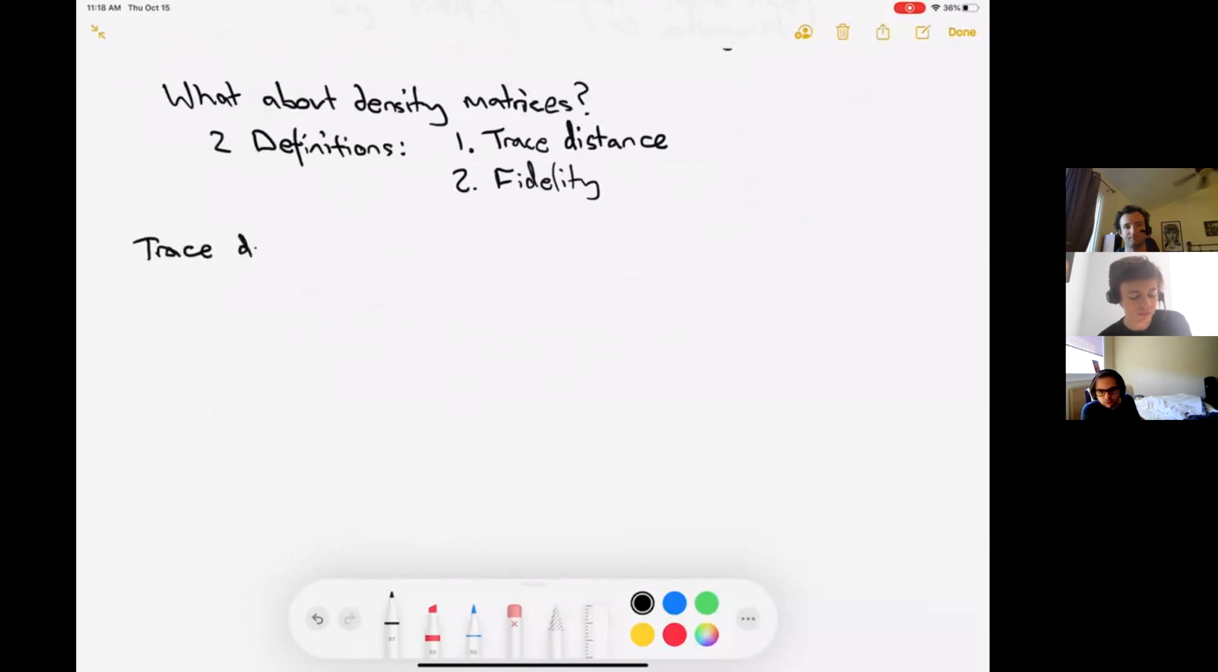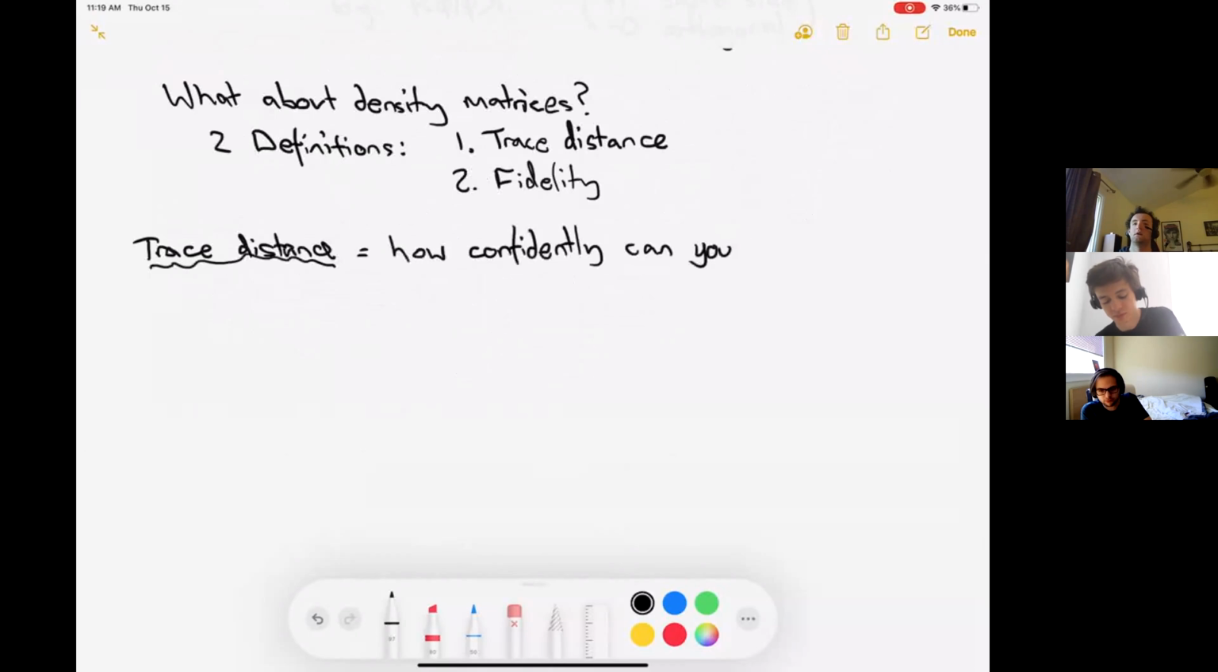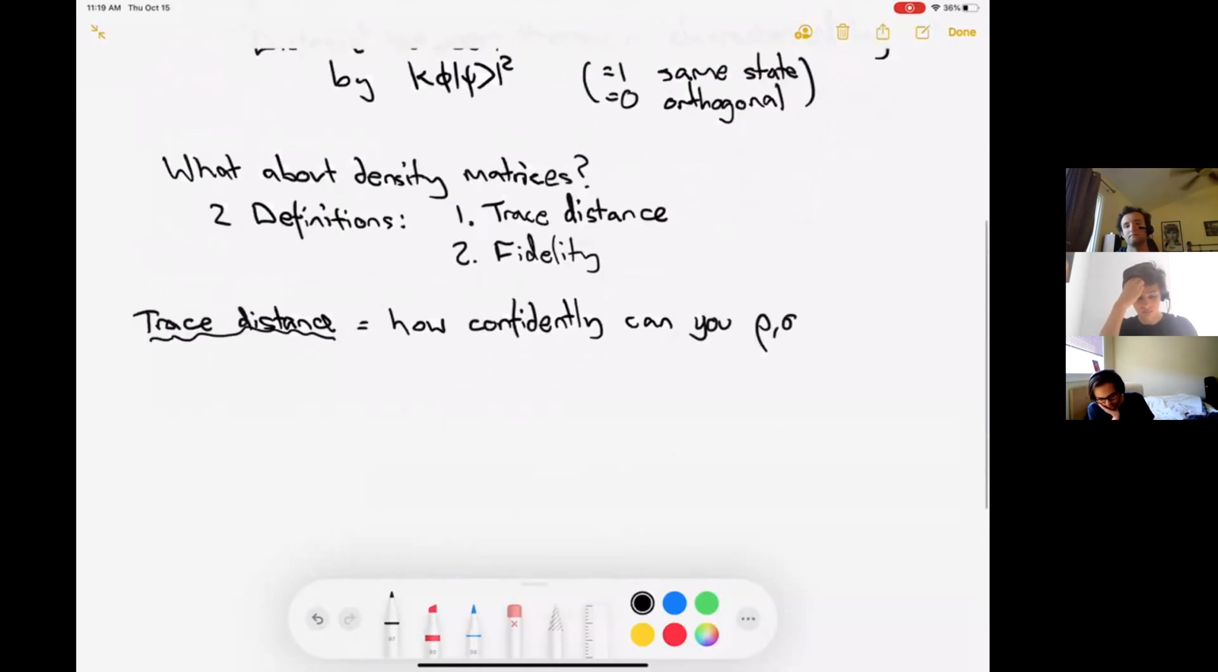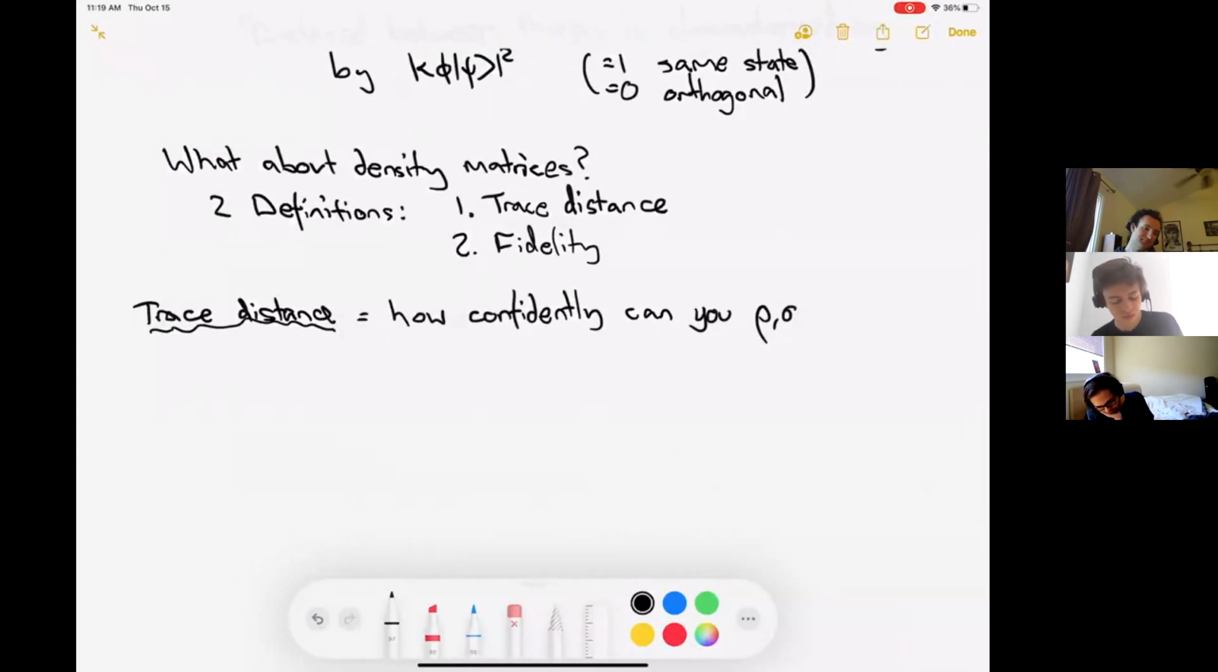So the trace distance is defined what's called operationally. It's defined by how well you're able to do some physical thing. And it's defined as follows: how confidently can you distinguish rho and sigma, two density matrices, by a single measurement.